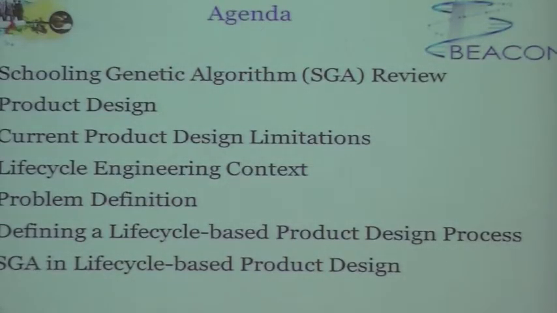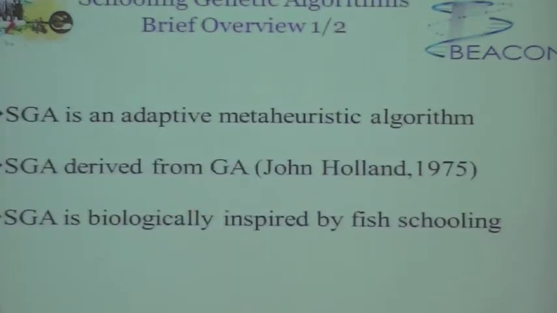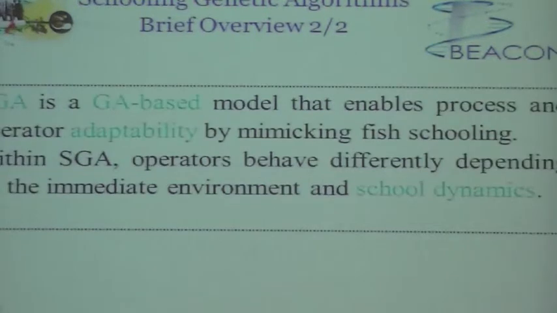This is the agenda. I will start with a review of the schooling genetic algorithm. If you remember, the schooling genetic algorithm is an adaptive meta-heuristic derived from the genetic algorithm. To people who are used to population research, which by the way is my background, it will give a fair idea of what it is about. It is biologically inspired by fish schooling. So it is GA-based, and it is a model that enables process and operator adaptability.